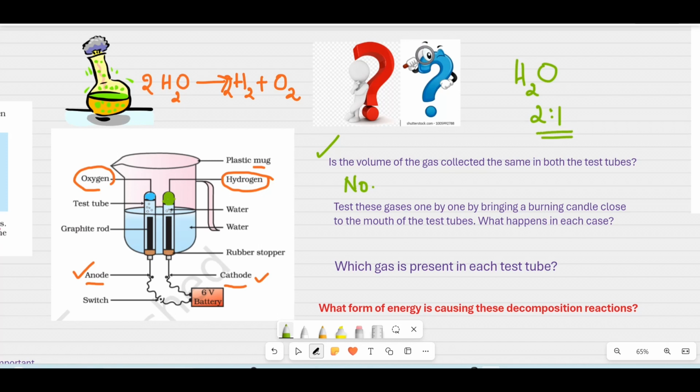So when water is split into its component elements, we get more hydrogen than oxygen, because there are 2 hydrogen and 1 oxygen in the formula H2O. It is a 2:1 ratio, so the volumes will not be the same. Now test the gases. Second question: test these gases one by one by bringing a burning candle close to the mouth of the test tubes. What happens in each case?